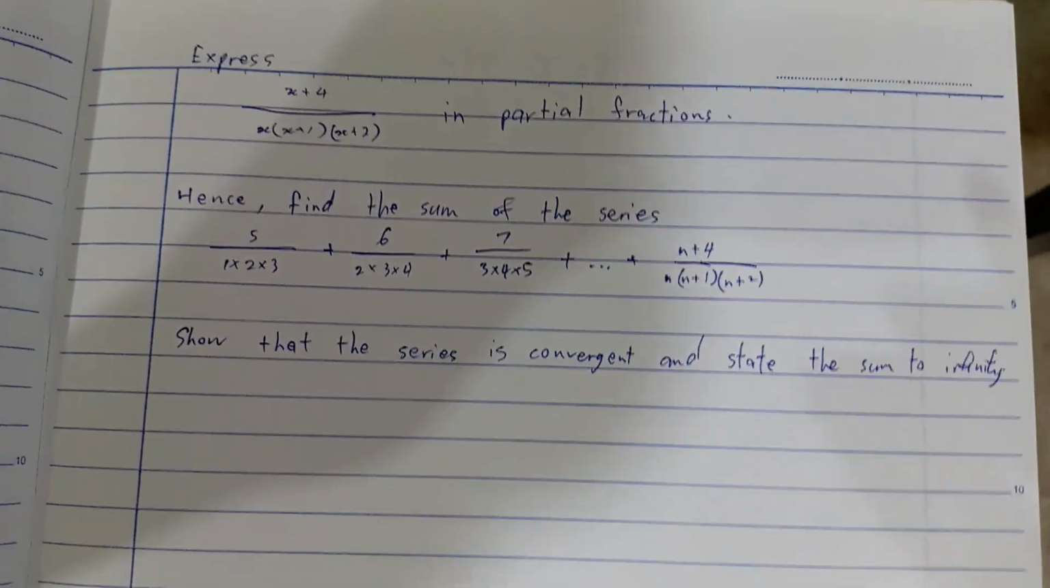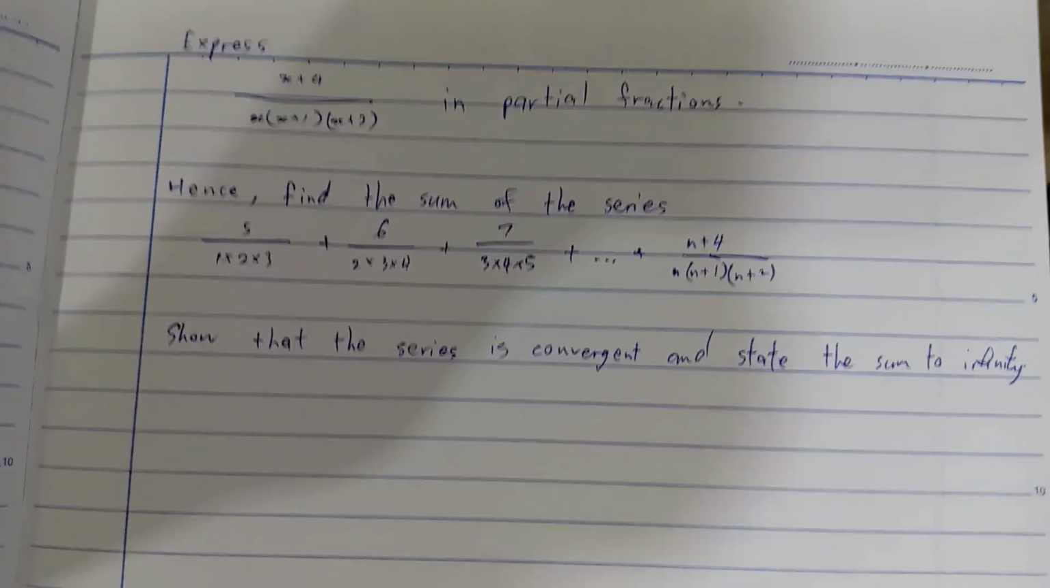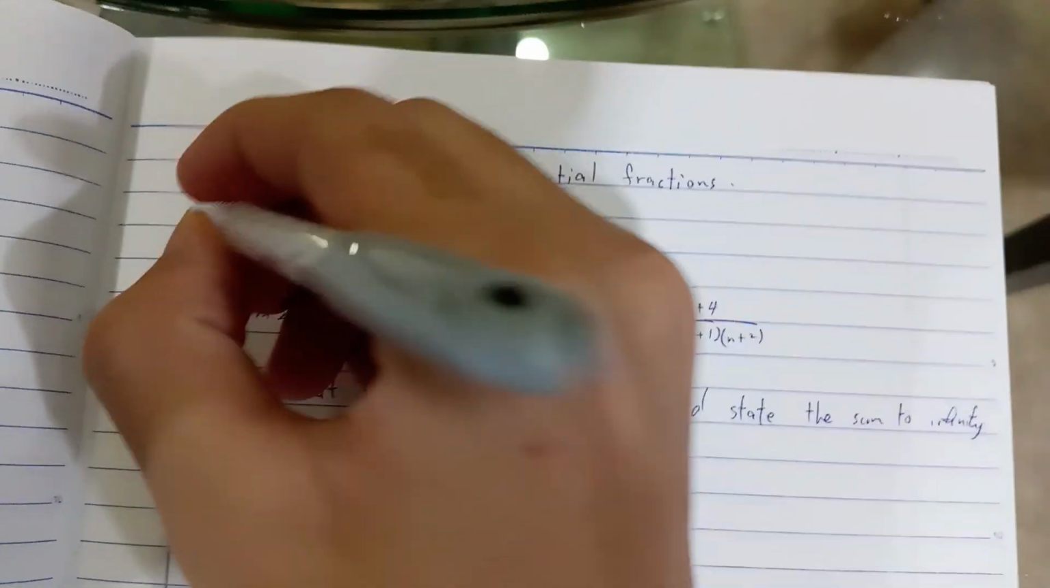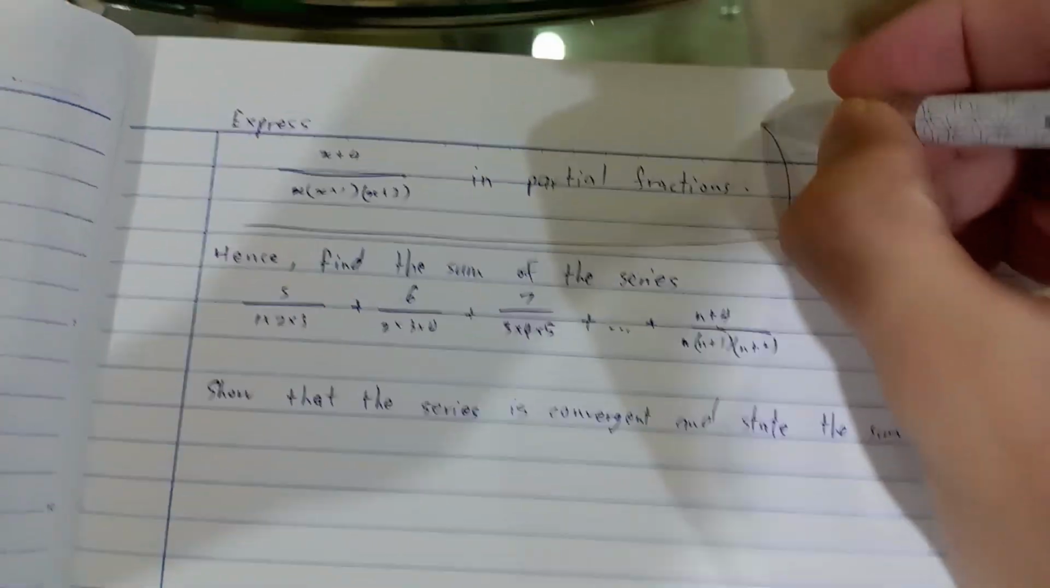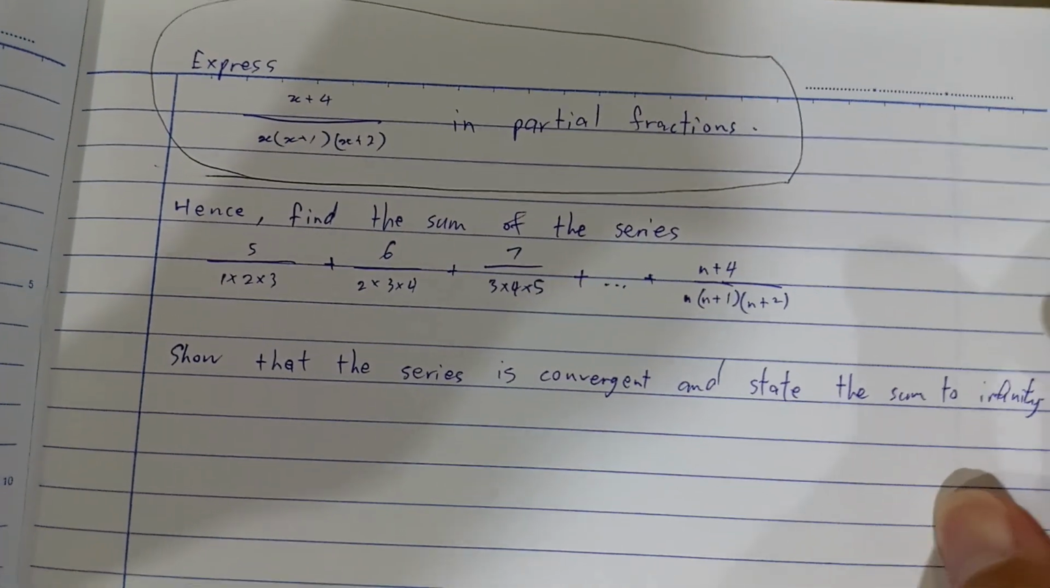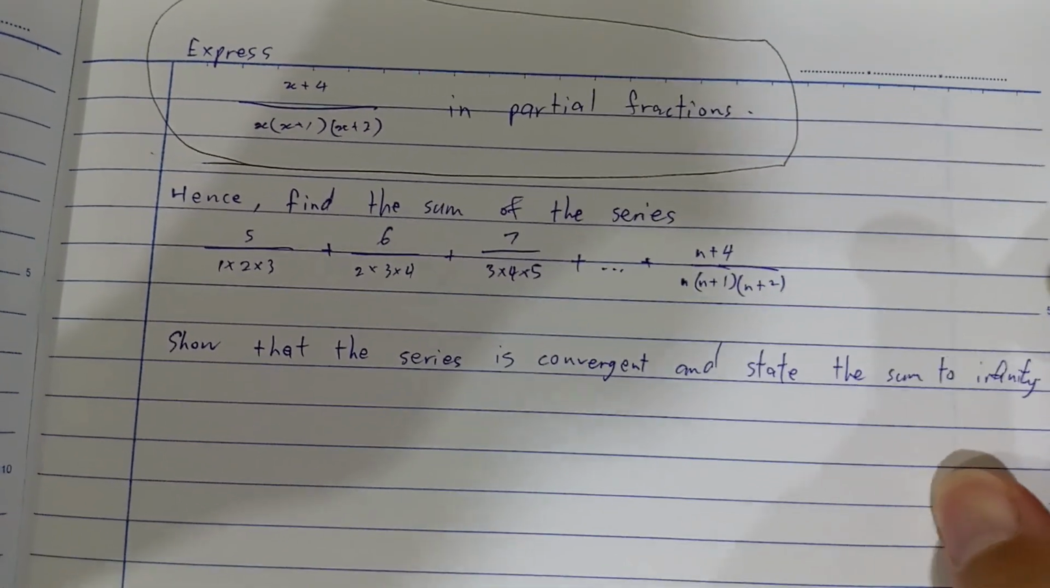So the first thing to do is to split the question into simpler sections. This is the first thing you have to do. Express (x plus 4) over x, (x plus 1), (x plus 2) in partial fractions.